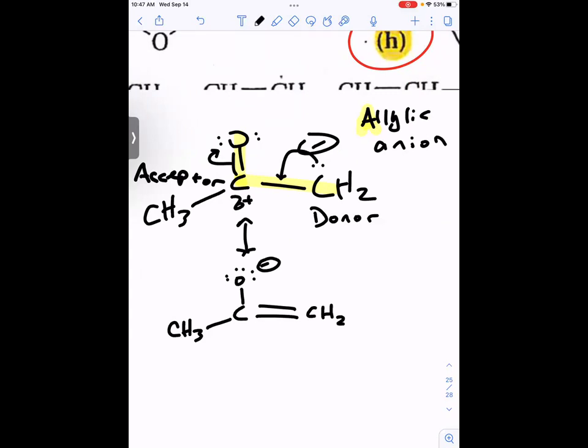Both of them have an overall charge of -1. That's a rule for resonance: your resonance forms have to have the same charge. So if you did this example and you didn't have a negative charge in your other resonance form, then you'd know something was wrong.